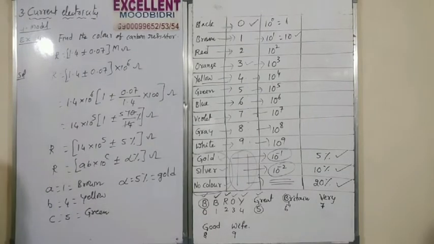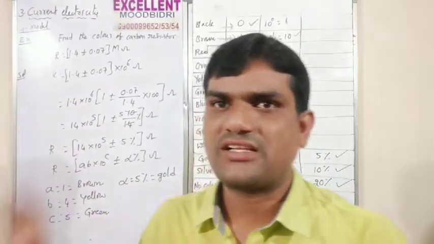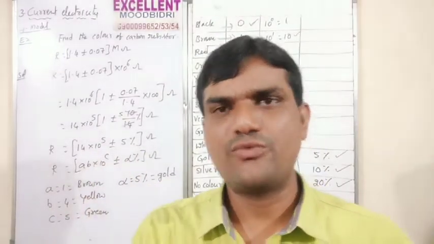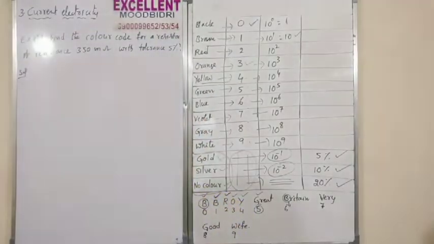Are you clear? Like that we have to find it. This is the fourth model. That's it, the total four models are there in these problems. Based on that only they will ask questions. One or two more examples I will give you. Right, next problem.